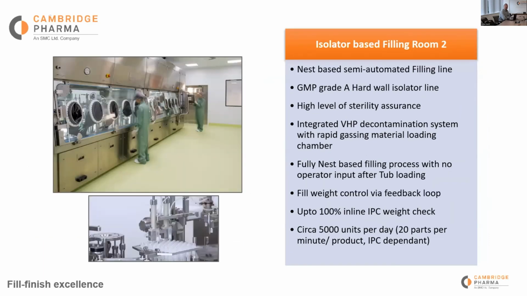Next slide, please. This second filling room is a more automated line, so it's a nest-based filling line. This includes a hard-walled isolator, which has VHP decontamination also. It can cater for different primary containers, but is more aimed at a later stage when the volumes get larger. But it has additional facilities in there, for instance, like 100% IPC weight check of all product. Typically, you're going up to around 5,000 units per day for this particular line. Next slide, please.